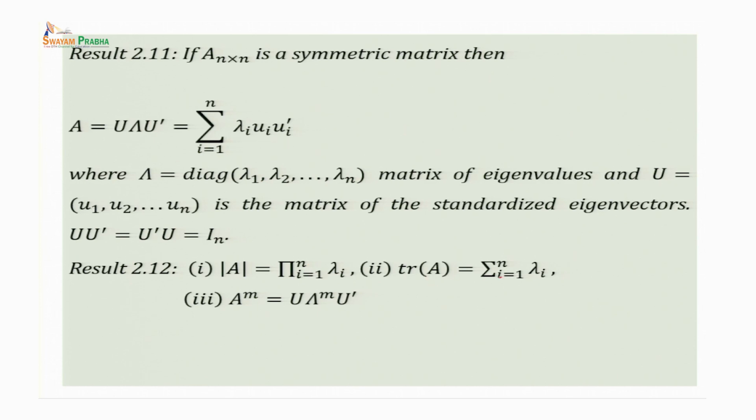Similarly, trace of A is equal to summation i equal to 1 to n of lambda i, because trace of A is equal to trace of U lambda U transpose, which is equal to trace of lambda U transpose U, and U transpose U is I n. So, you get trace of lambda, and trace of lambda is summation of lambda i. Then A to the power m is equal to U lambda to the power m U transpose. This also you can easily verify.